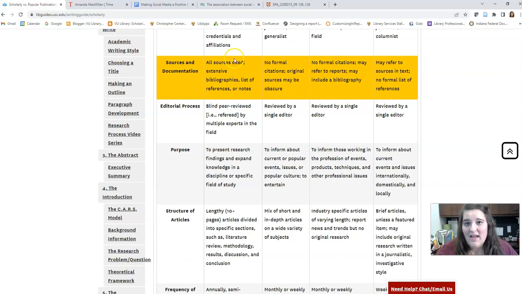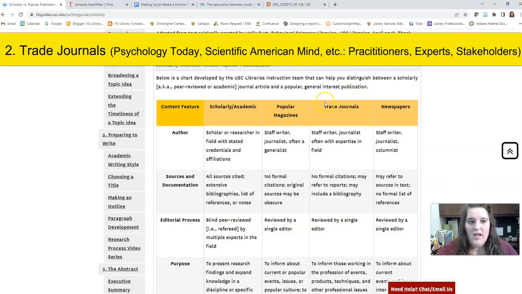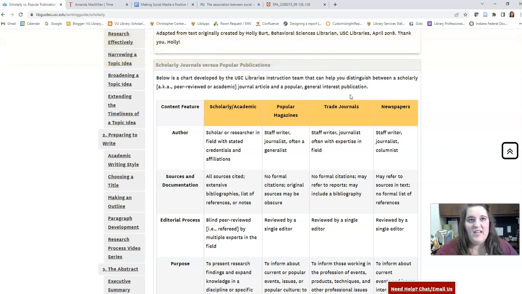The next thing that I want to look at is what is called trade journals. Trade journals are popular when you get into a particular profession where the experts in the profession like to write about particular topics and share it with the community.